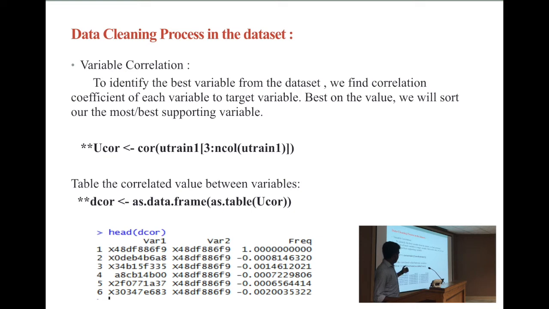So once I found everything, the correlation factors will be in table format. I just convert it into data frame format, with variable 1 and variable 2. How that particular variable correlates with another variable, the value is given as a frequency. That value represents how much correlation each and every variable has.